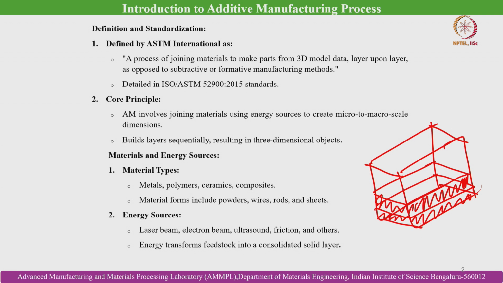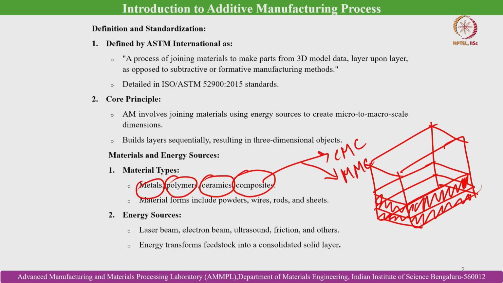So, material types: almost all materials like metals, polymers, ceramics and composites can be processed using additive manufacturing tools. In this case composites can be either CMC, that is ceramic matrix composites, or MMC, metal matrix composites, and even polymer matrix composites, PMC. So, all the classes of composites can be processed, and parts can be developed from them adopting additive manufacturing techniques. And material forms include powders, wires, rods and sheets.